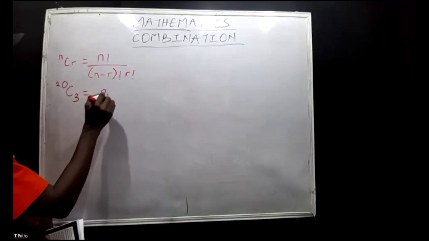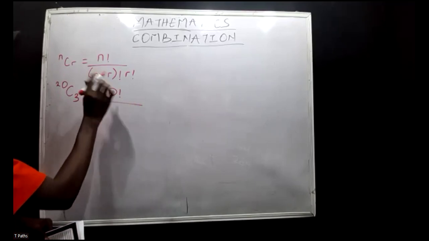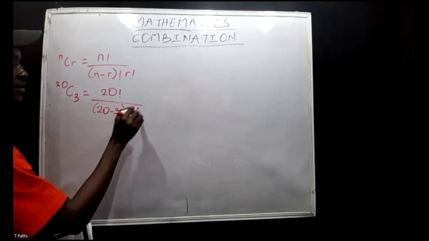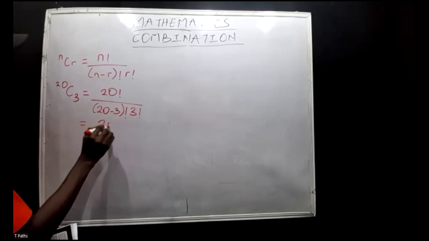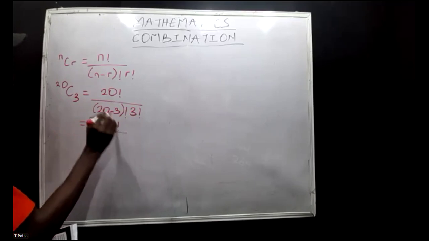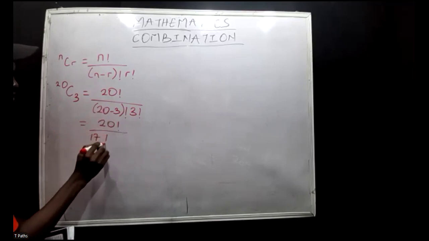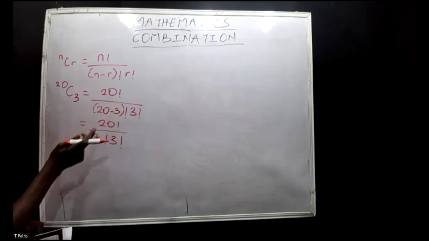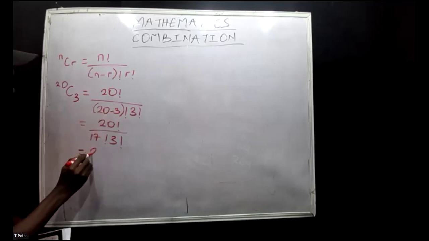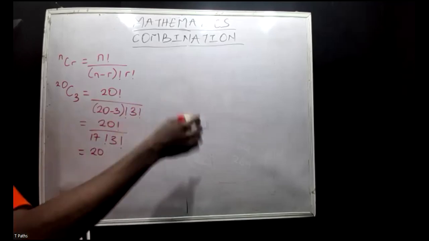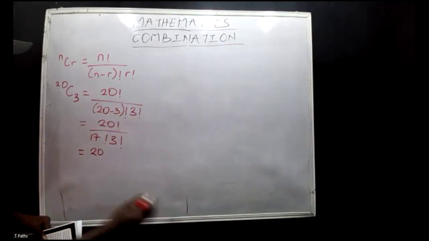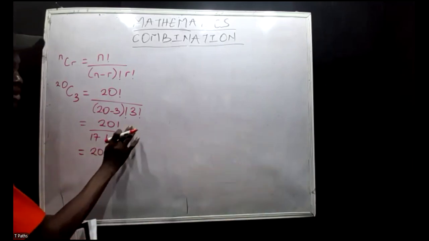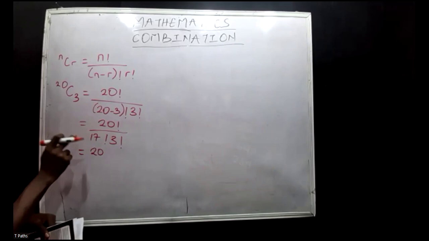So I have 20 factorial divided by (20 minus 3) factorial, then 3 factorial. This is equal to 20 factorial over 17 factorial, 3 factorial. Now I'm reducing 20 factorial down to 17 factorial. 20 factorial is 20 times 19 times 18 times 17 till you get to 1. But because I have 17 factorial, instead of doing 17 times 16 till that, I can just stop at 17 factorial, then cancel out both of them.